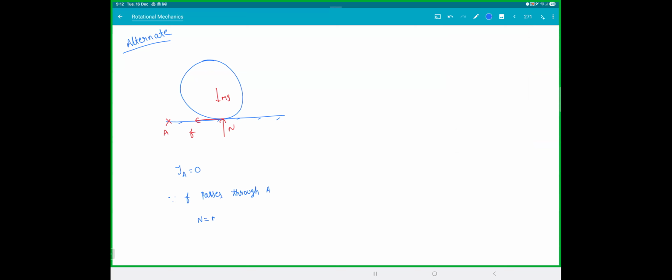And then mg will cancel. And eventually this will start rolling with V final and omega final, and this is point A. So angular momentum about A is conserved.